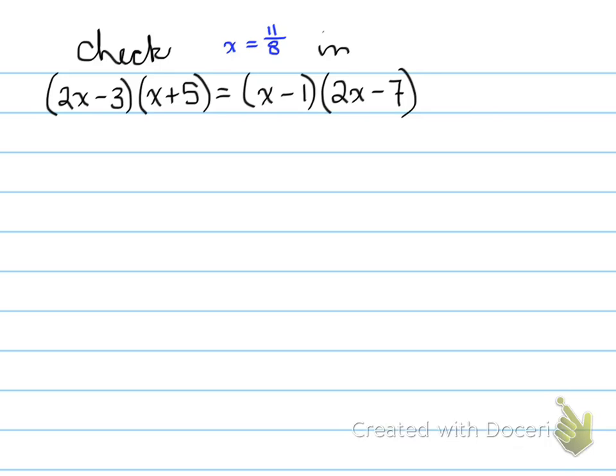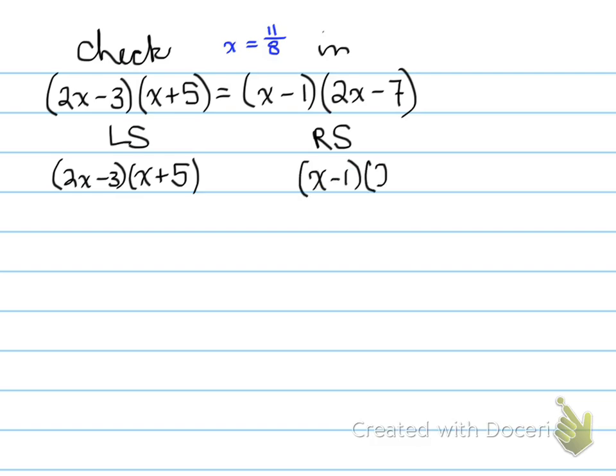Now how do we do a check? A lot of teachers do checks a little differently. This is basically how I'm going to say it: you rewrite the question, folks. The left side of the equal sign was 2x minus 3 and x plus 5. So we'll call it the left side. And then we had a right side of the equal sign. The right side was x minus 1 times 2x minus 5. That was our right side.